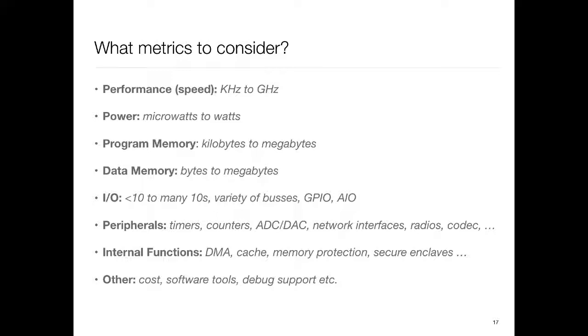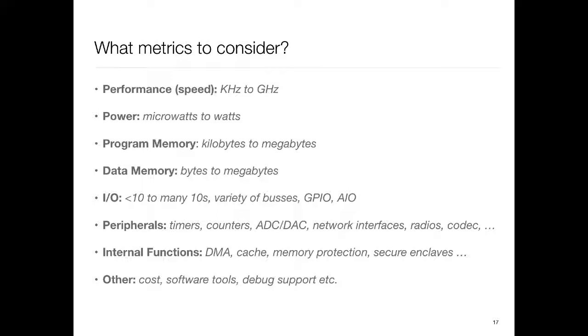So what metrics to consider? When you're selecting these things, certainly performance is one, and you would find that the choices nowadays across the full spectrum of MCUs range from kilohertz. So there are really super low power MCUs designed to run at single digit kilohertz. They're supremely low power, to then things which run at, let's say, a modest number of gigahertz.